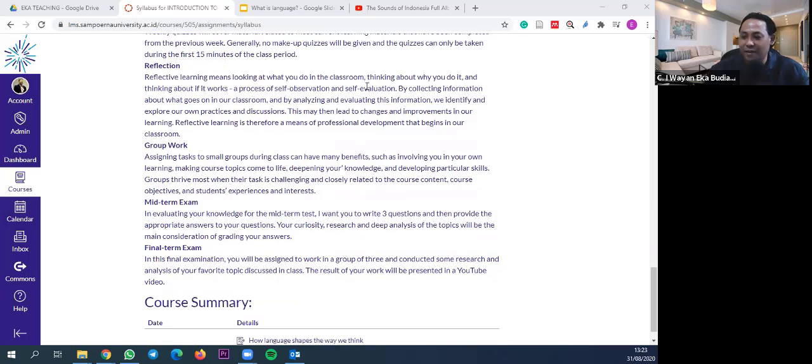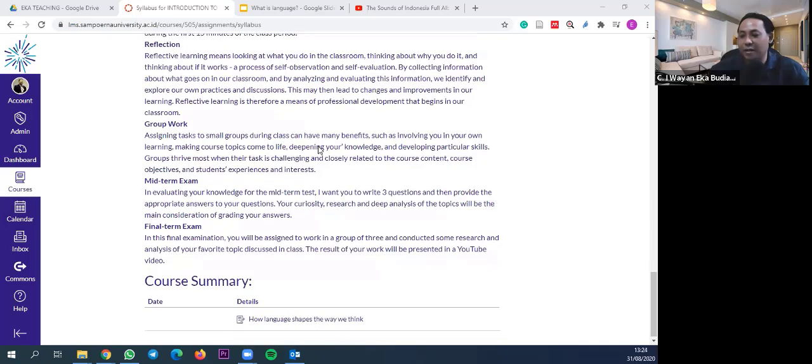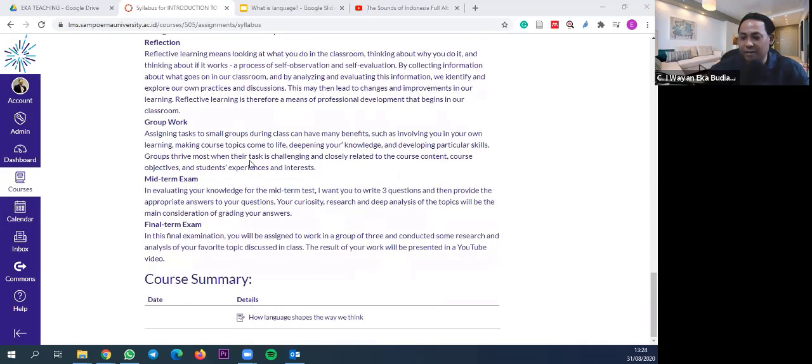If you see reflection once again, think about why you do that, and think about how it works as part of the process of self-observation and self-evaluation related to what you learn. Okay, group work as usual. I hope that you can also have benefits by it.